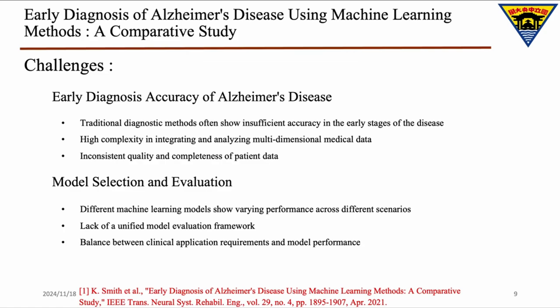This is related works. Regarding related work, we have found applications of machine learning in early Alzheimer's diagnosis. Existing research faced two main challenges. First, early diagnostic accuracy, where traditional diagnostic methods often lack accuracy in early disease stages and face difficulties in integrating multi-dimensional medical data. Another significant challenge is model selection and evaluation, as different machine learning models show varying performance across scenarios and lack a unified evaluation framework.